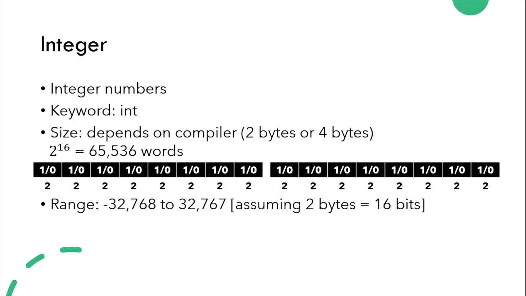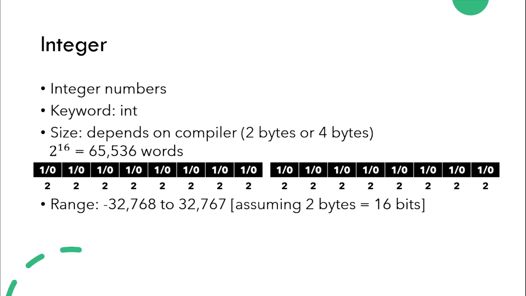But whatever operating system or compiler it is on, the size is either 2 bytes or 4 bytes. Assuming that the data type is 2 bytes in size, which is equal to 16 bits, the total number of different integers that it can store is 65,536, which equals 2 to the power of 16, because we have 16 bits and each bit can hold 2 different values, which is either 1 or 0.